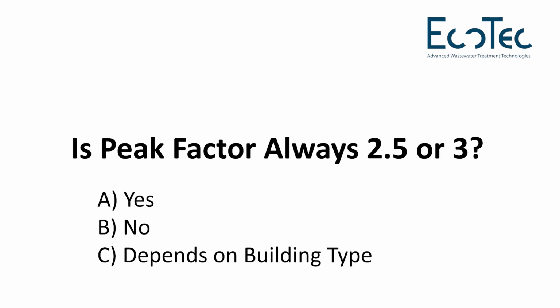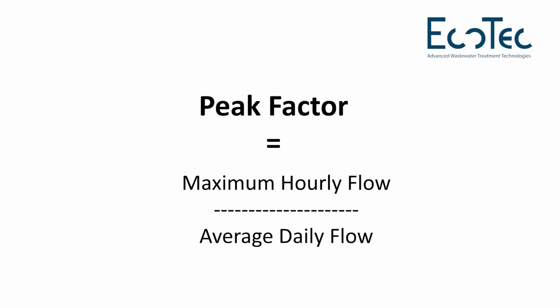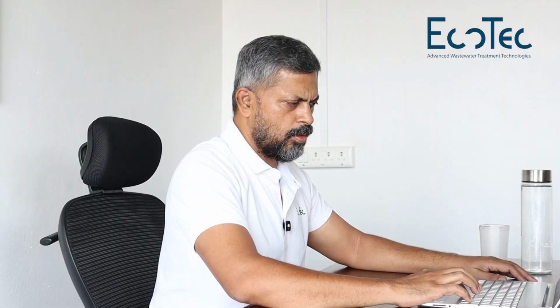Is peak factor always 2.5 or 3? The answer may be yes or no, or depending on building types. There's no right or wrong answer, but there are contextual answers which fit into why, how, and what peak factor should be considered. Now, what is a peak factor? It is the maximum hourly flow divided by the total design flow considered. Let's take an example and see it in the later slides.